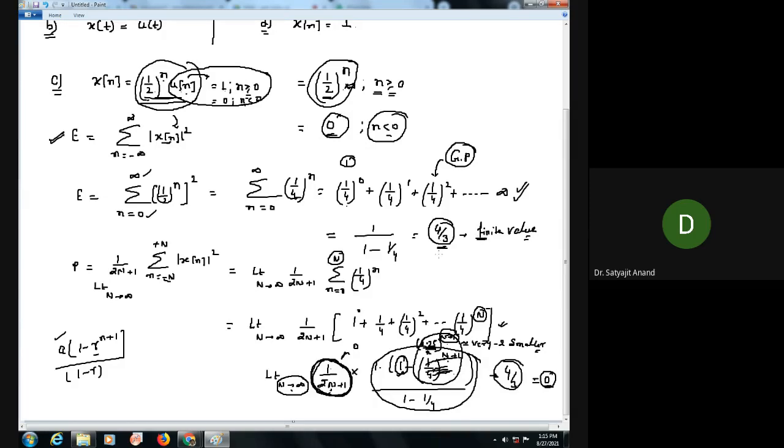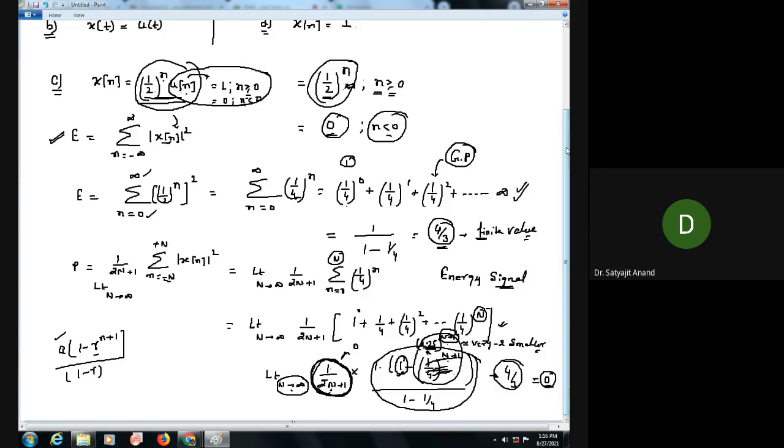So what is your conclusion? Energy here is finite and power here is 0. If energy is finite and power is 0, that signal is called what? Students? Power signal? No, energy signal. Yes, energy signal. So this is your energy signal, students. This is my conclusion.